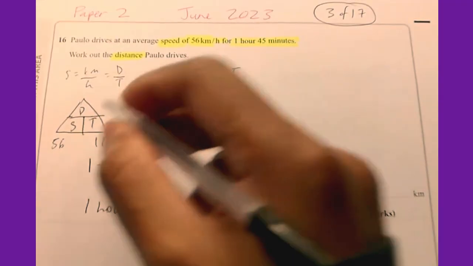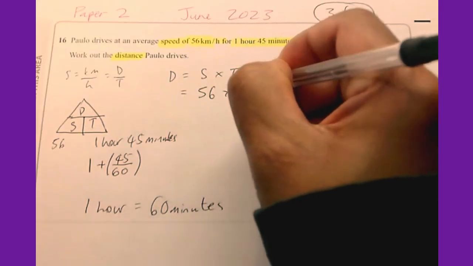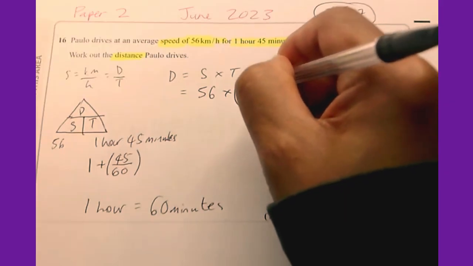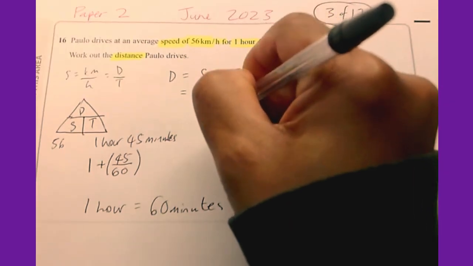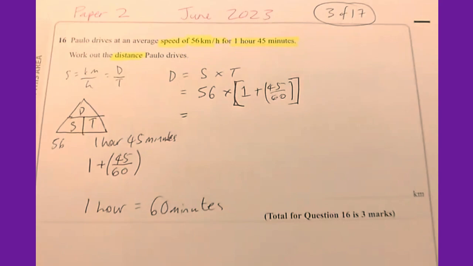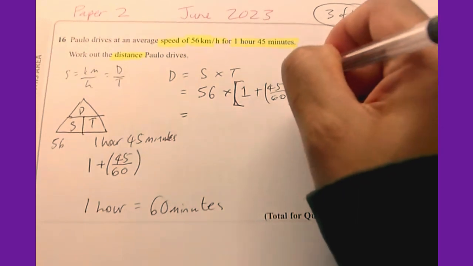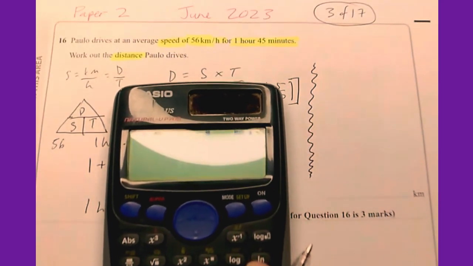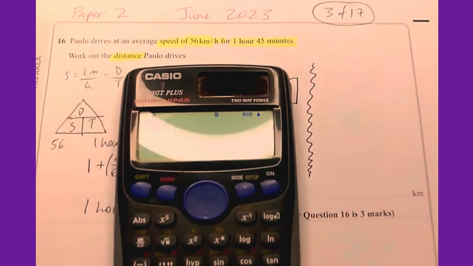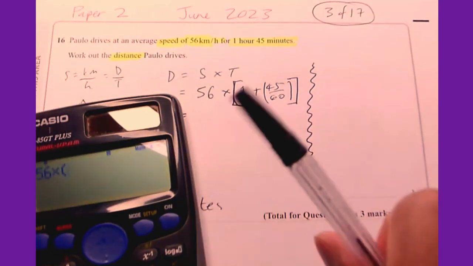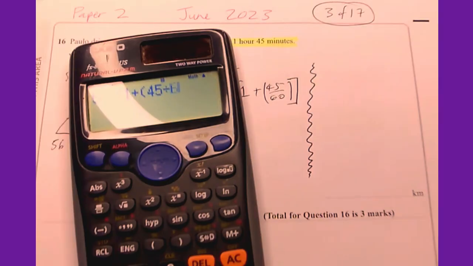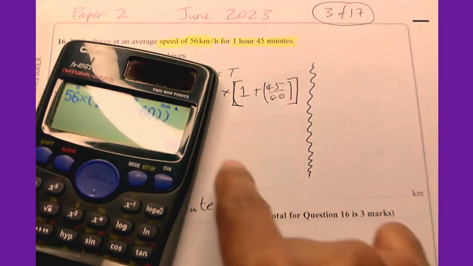Okay, and then I'm just going to put that into my calculator. 56 times by 1 plus 45 divided by 60. Okay, I can just do that. Just going to separate this here to rewrite it in a second, in case you're a bit worried about how you put this into your calculator. So 56 times by bracket 1 plus brackets 45 divided by 60. Close bracket, 2 brackets there, and that gives me 98.